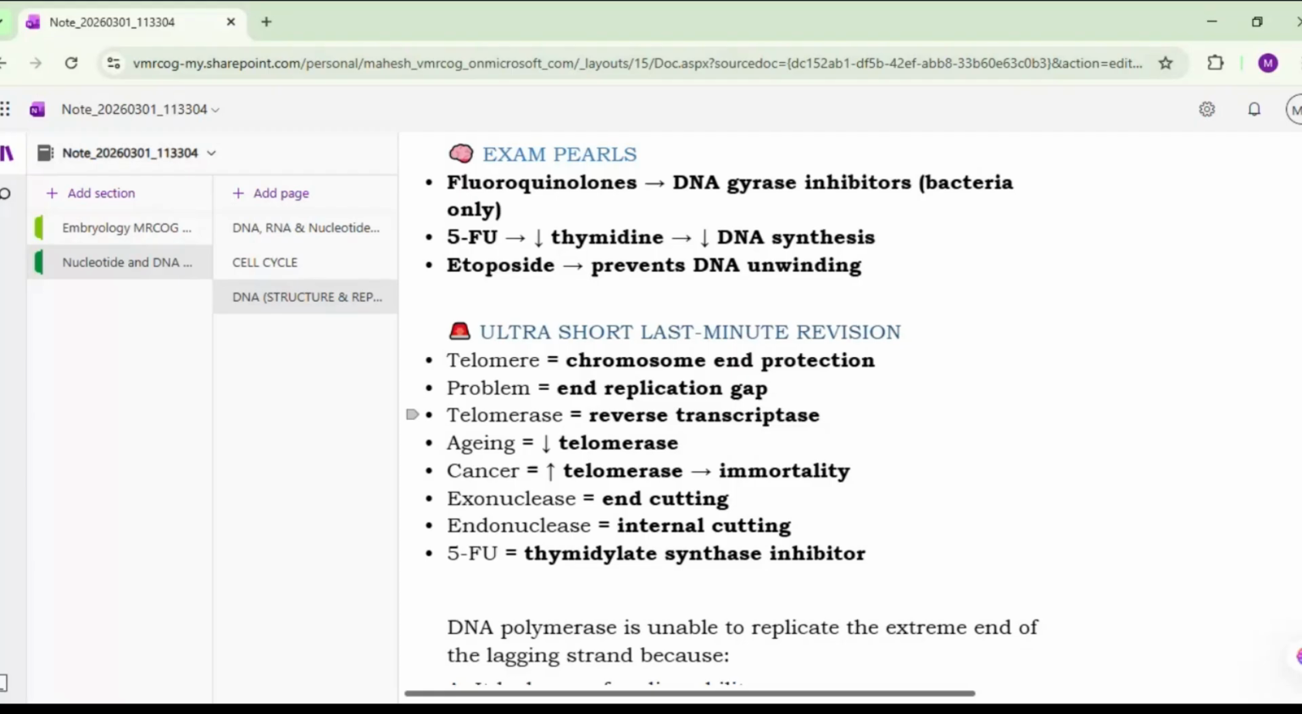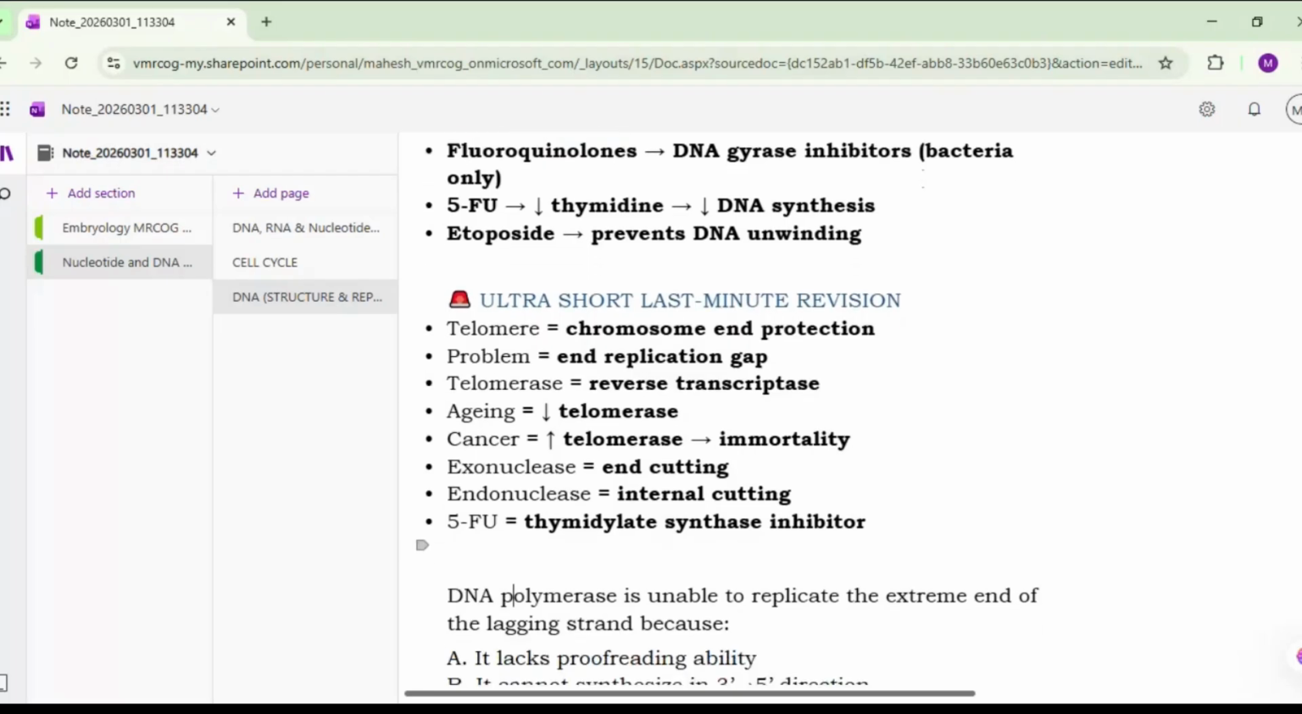So telomerase activity is through reverse transcriptase. Aging reduces the telomerase activity. In cancer, there is an increased telomerase activity leading to immortality. Exonucleases, the end cutting is done by the exonucleases. Endonucleases will do the internal cutting, and 5-fluorouracil is a thymidylate synthase inhibitor.